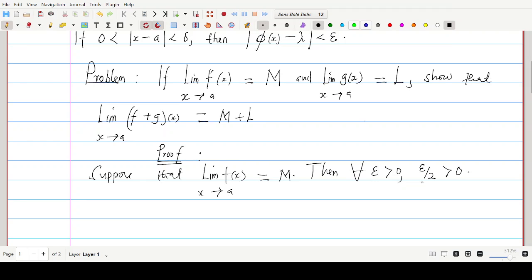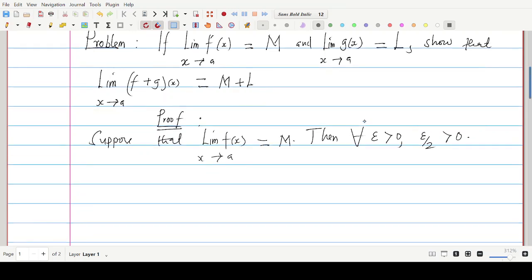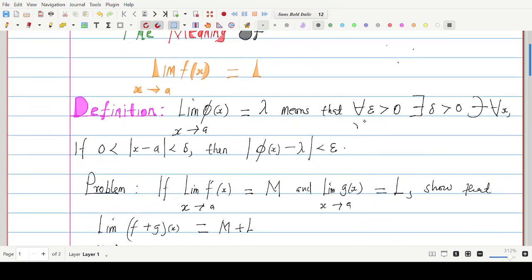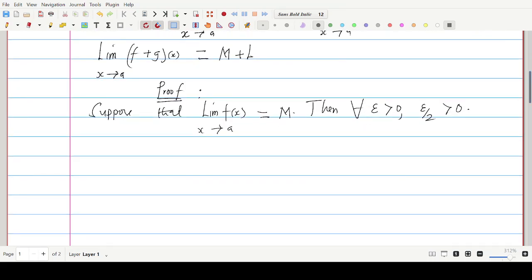If we are to take this as a choice of our epsilon, let me remove this to try to be neat. If we are to take this quantity as a choice of our epsilon, then there should be a delta that will guarantee the above condition. That is over here. Look at it over here. Can you see that? And in this case, the delta condition is this. So there must be a delta such that this condition will guarantee this condition. All right. So take note of that. Very, very important.